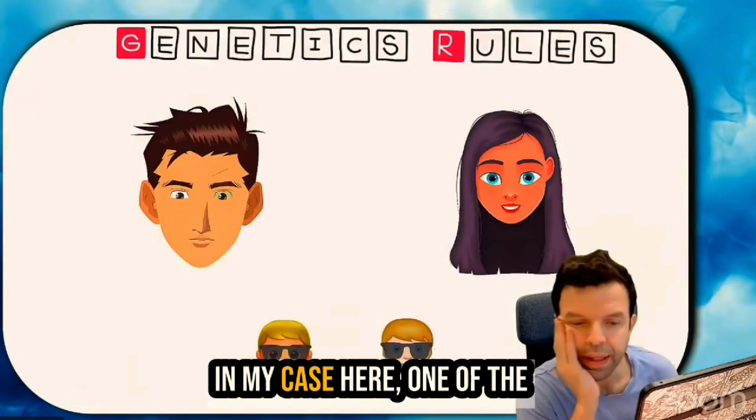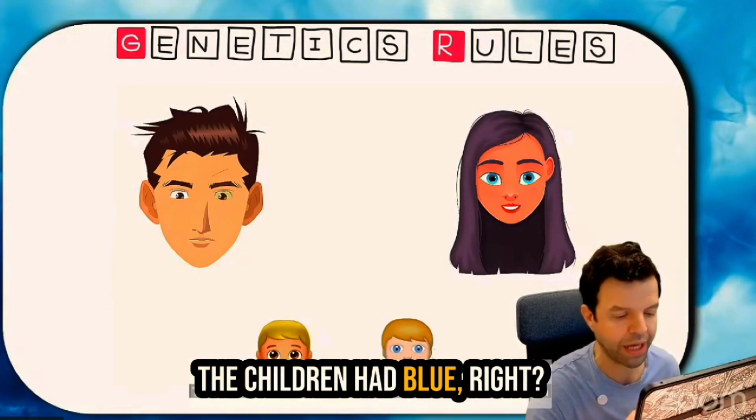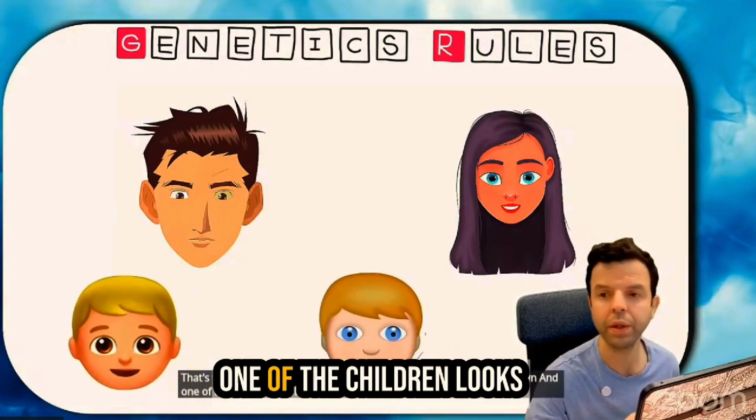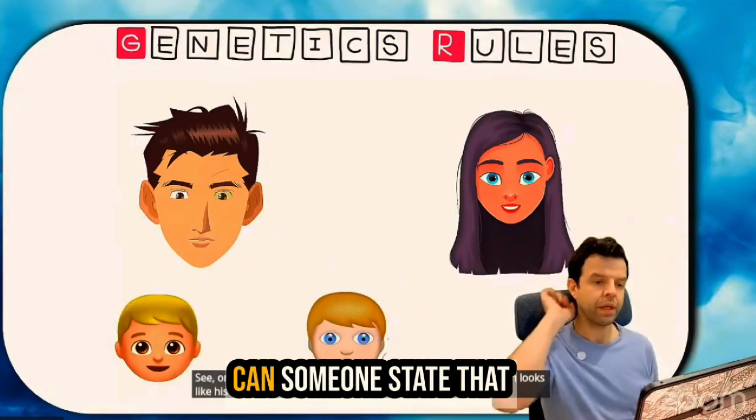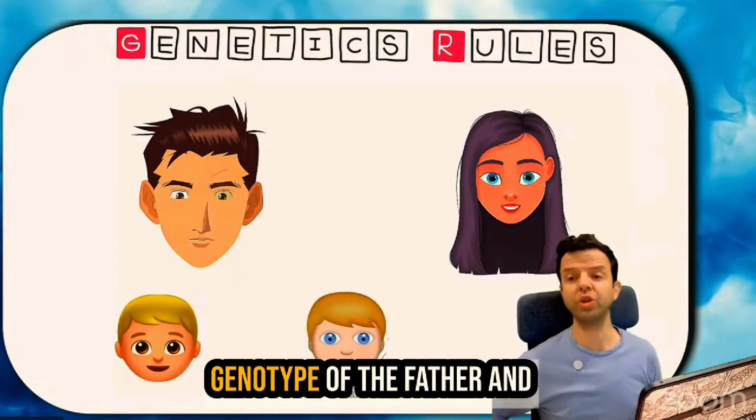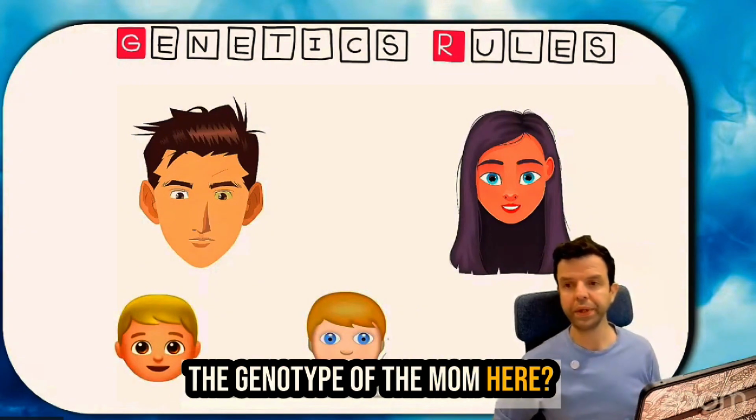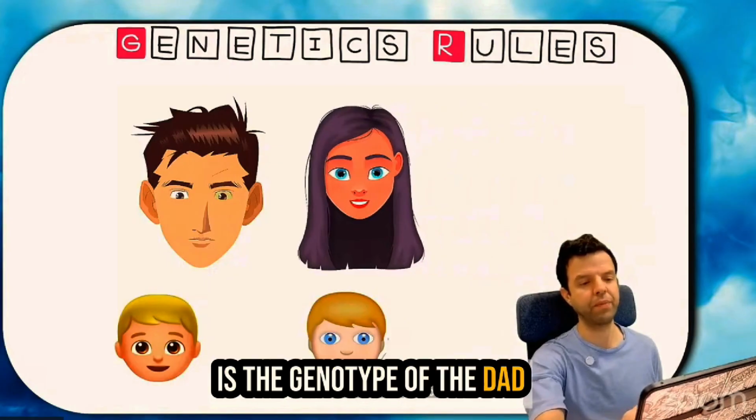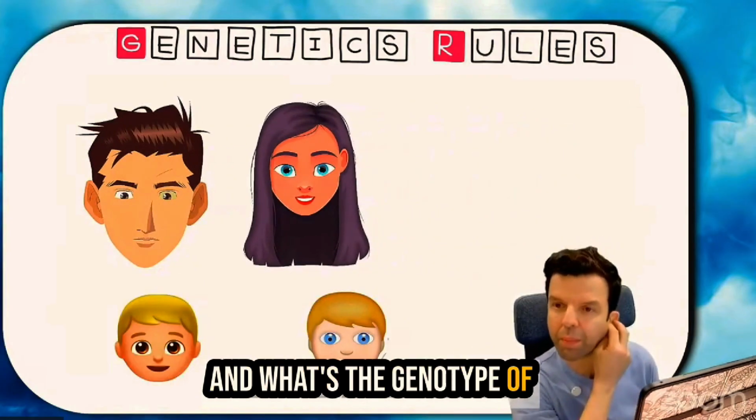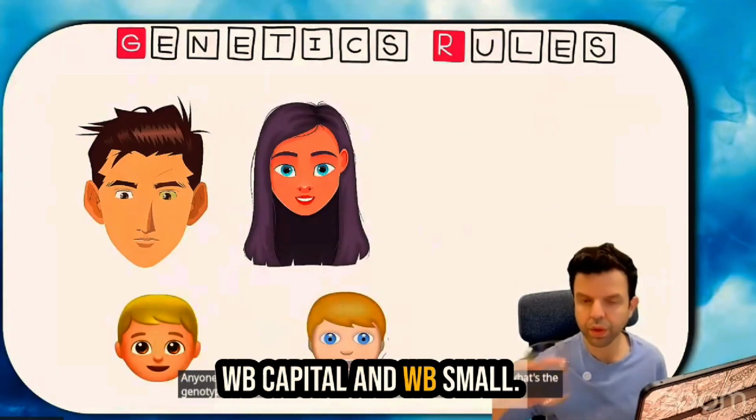Let's try another one. In my case here, one of the children had brown and one of the children had blue, right? So again, see? One of the children looks like his father, and one of the children looks like his mom. Can someone state the genotype of the father and the genotype of the mom here? Anyone? So I want to figure out what is the genotype of the dad and what's the genotype of the mom in this example.